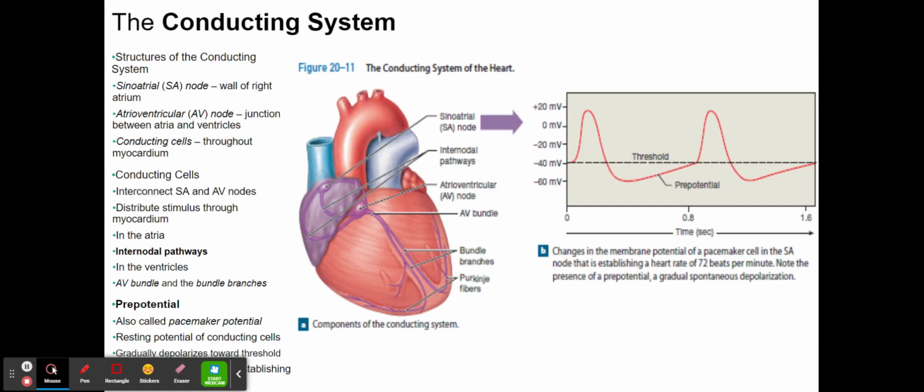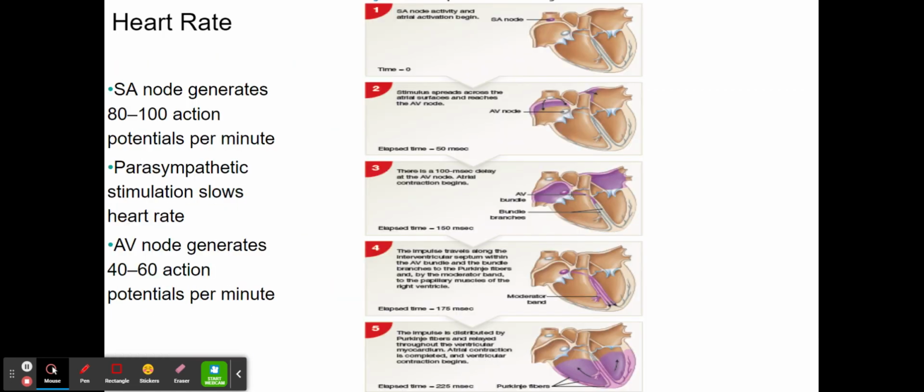The atrioventricular node is located at the junction between the atria and the ventricles. Conducting cells interconnect the two nodes and distribute the contractile stimulus to the myocardium. In the atria, conducting cells are found in internodal pathways, which distribute the contractile stimulus to atrial muscle cells as this electrical impulse travels from the SA node to the AV node. The importance of these pathways in relaying the signal to the AV node remains in dispute, because an impulse can also spread from contractile cell to contractile cell, reaching the AV node about the same time as the impulse traveling along an internodal pathway.